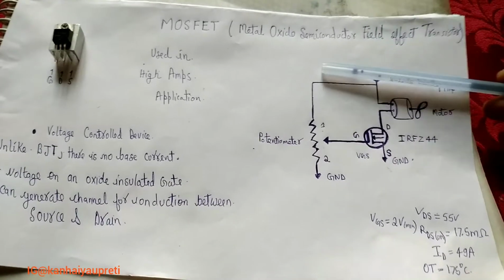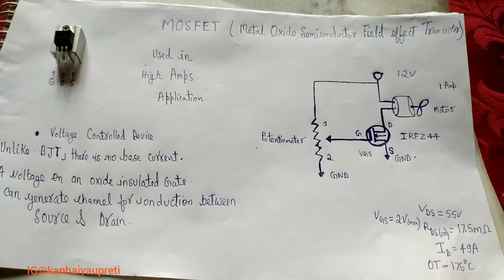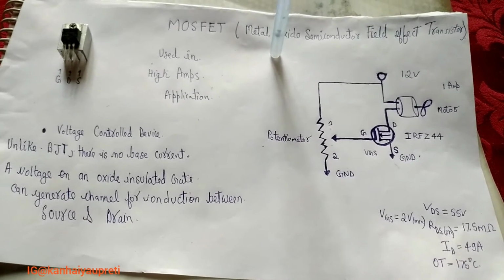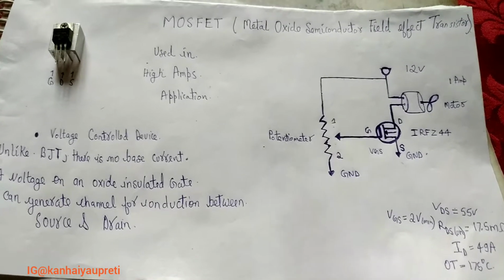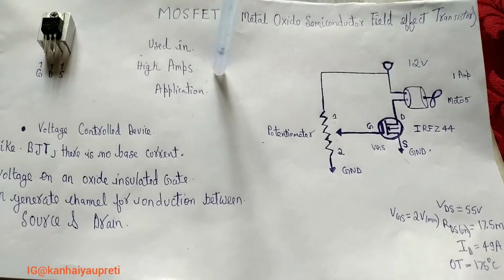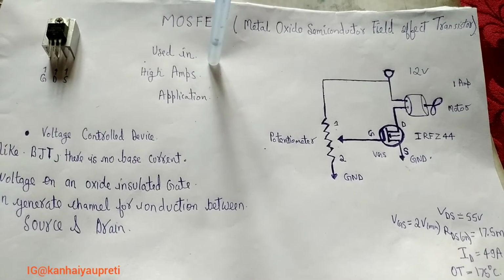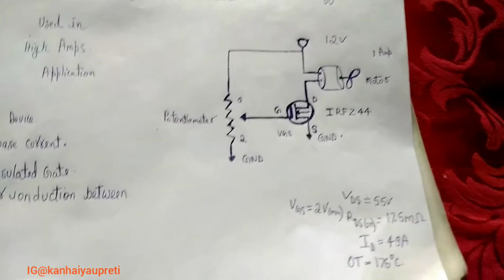So we are back to MOSFET. Now earlier we have seen that transistors were pretty good at switching small circuits, but one of the main disadvantages of the transistor is that it cannot be used for higher amp applications like the MOSFET. For example, let's look at this circuit.